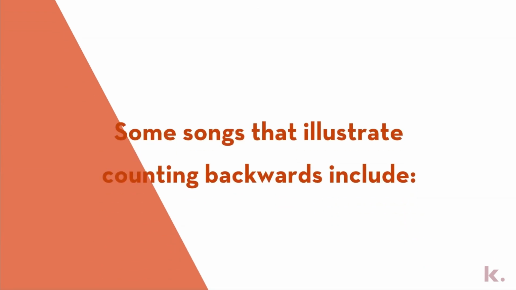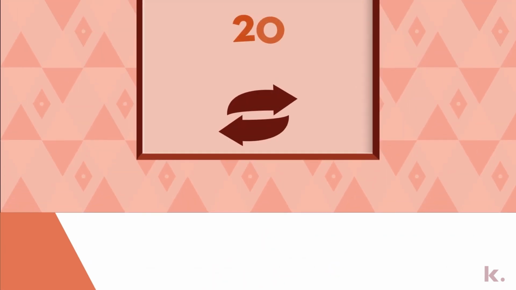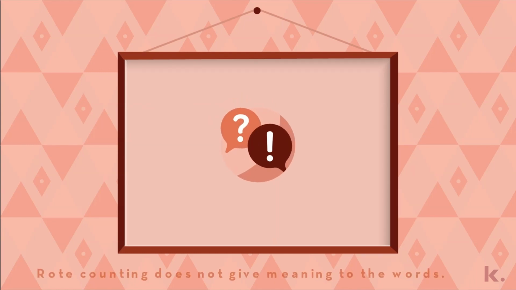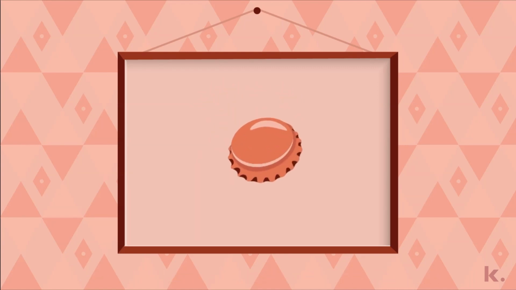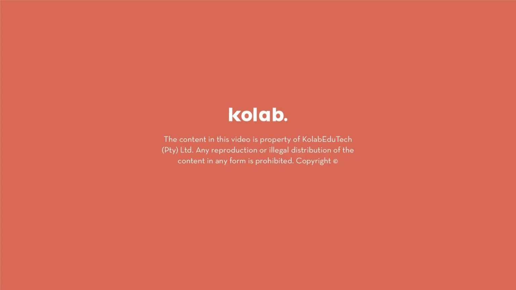Some songs that illustrate counting backwards include 10 green bottles and 5 little ducks went out one day. As the children develop their ability to rote count forwards and backwards to 20, it is important to note that rote counting does not give meaning to the words. When the children begin to develop their skill of counting actual objects, the numbers 1 to 10 will begin to have more meaning.